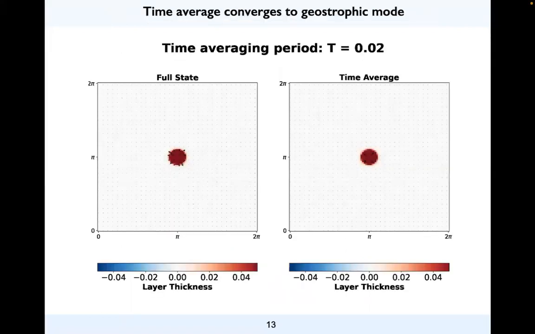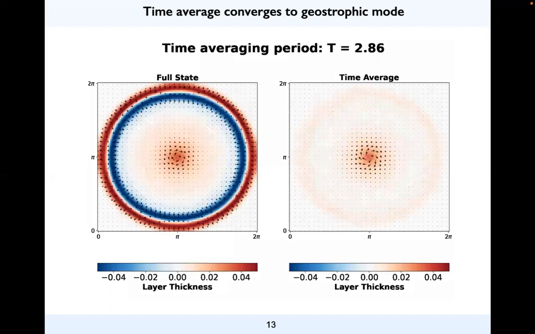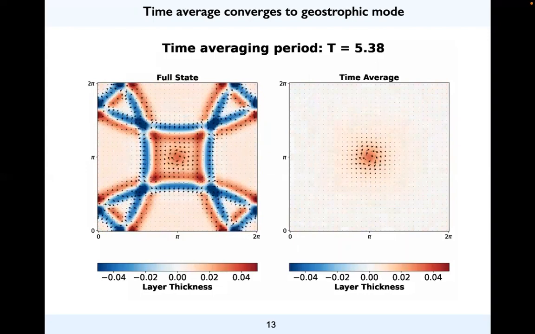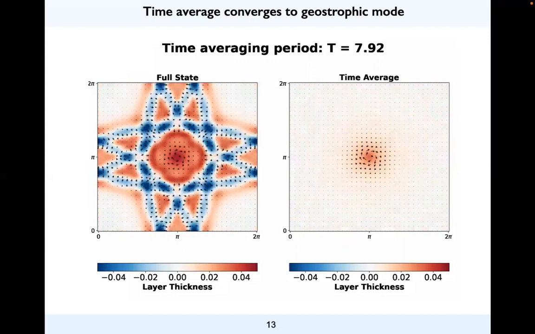And to just show you this, I have another animation, which is the full state on the left and the accumulated time average on the right. If we run it in time, we at the beginning see some signal of the fast waves, but if we run it for more and more time, we will actually converge against this stationary geostrophic component.